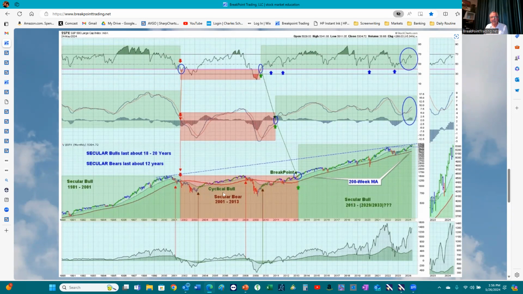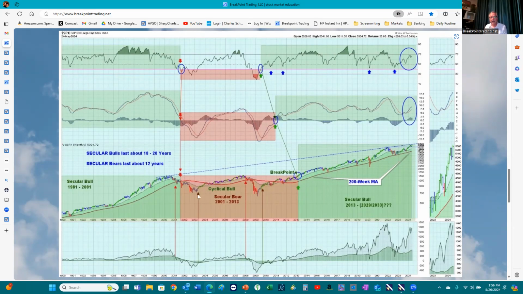There was a little cyclical bull, so the market went up, but it never broke above the previous high. And then we had the financial crisis, the housing crisis. The market went back down again and came back up, and didn't actually break out until 2013. So that's a 12-year period when the market essentially just went sideways.